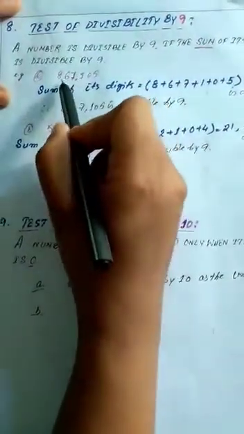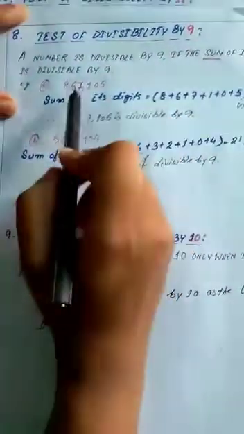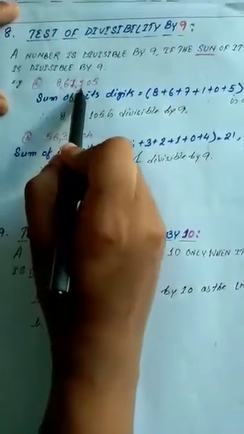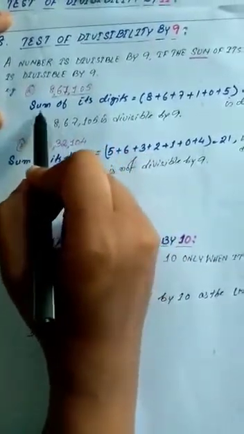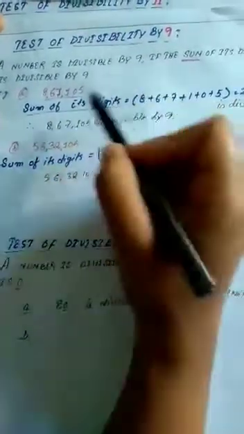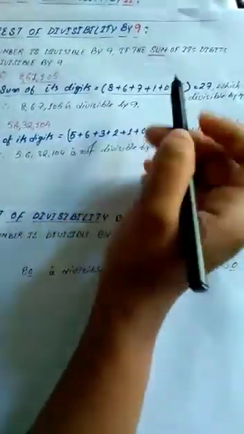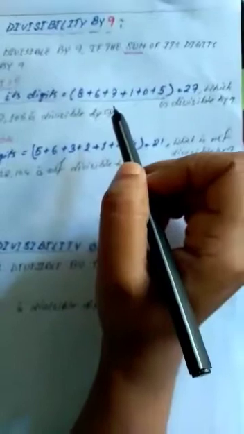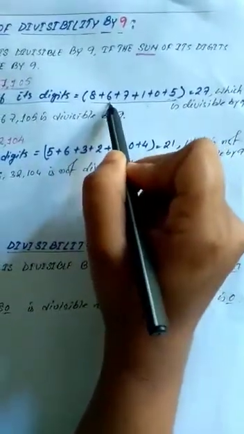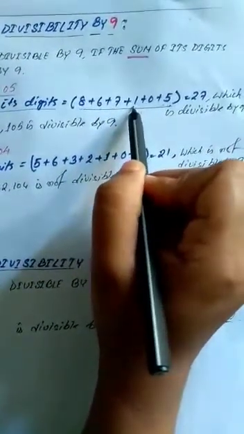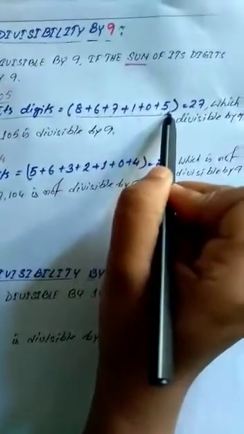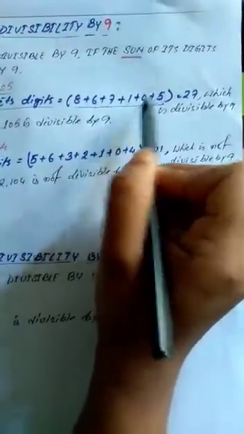Alright, I have taken some examples. Let's see, 8 lakh 67,105. Is it divisible or not? How will we know? Without division we can see like this. We have to take the sum of its digits: 8 plus 6 plus 7, then the next digits 1 plus 0 plus 5. So 8 plus 6 is 14, plus 7 you will get 21, plus 1 is 22, plus 5 is 27. If you add 0 also, it will still be 27.